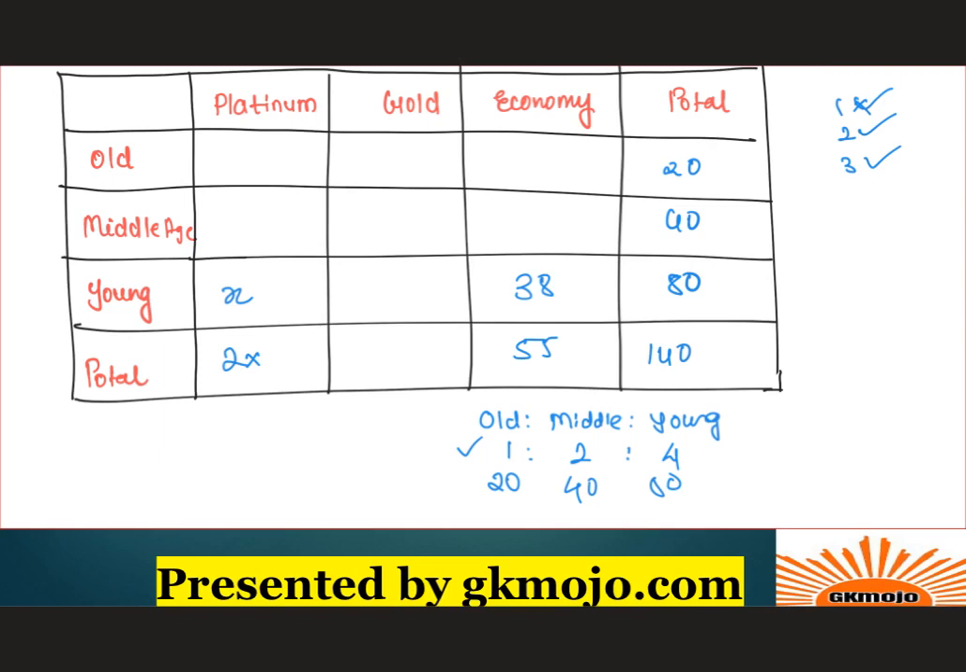Now simply, the fourth point says the number of gold tickets bought by the old visitors was equal to the number of economy tickets bought by the old visitors. Alright, so already we have taken x over here, so we'll take y over here, and this will also be y, right? Because the number of gold tickets bought by old visitors was equal to the number of economy tickets bought by the old visitors. So y and y, right? And here we complete the table.